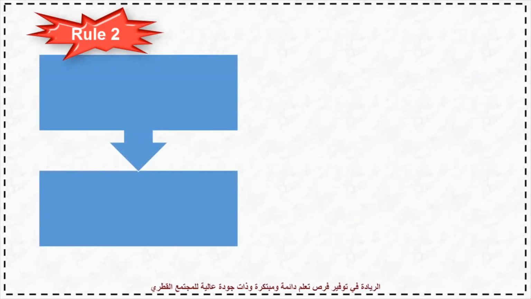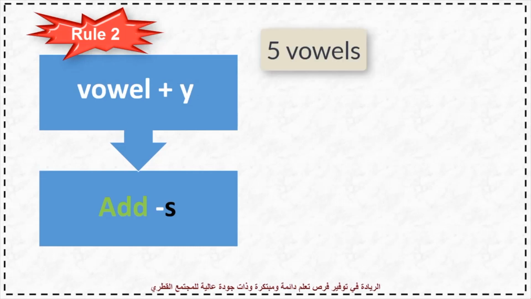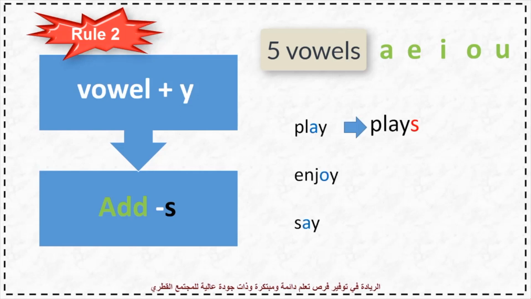Rule number 2. If the verb ends with a vowel plus y, just add s to the verb. Do you know, guys, what vowels are? We have 5 vowel letters in English: A, E, I, O, U. Okay? So, examples of this rule: play, plays, enjoy, enjoys, say, says.